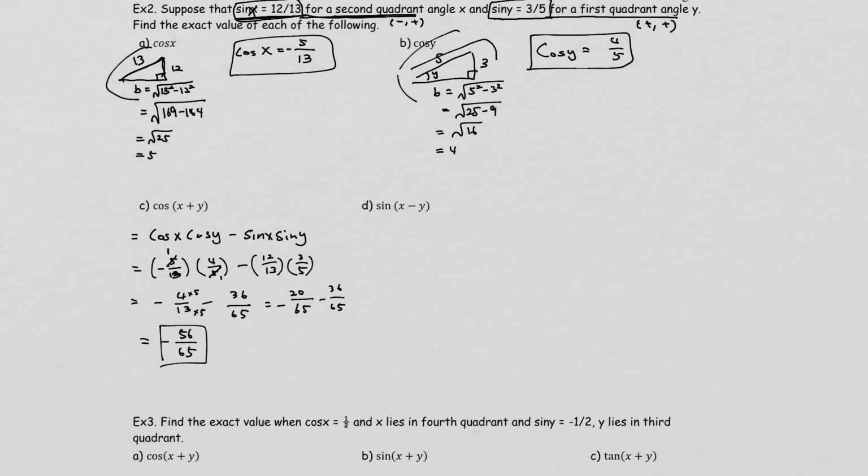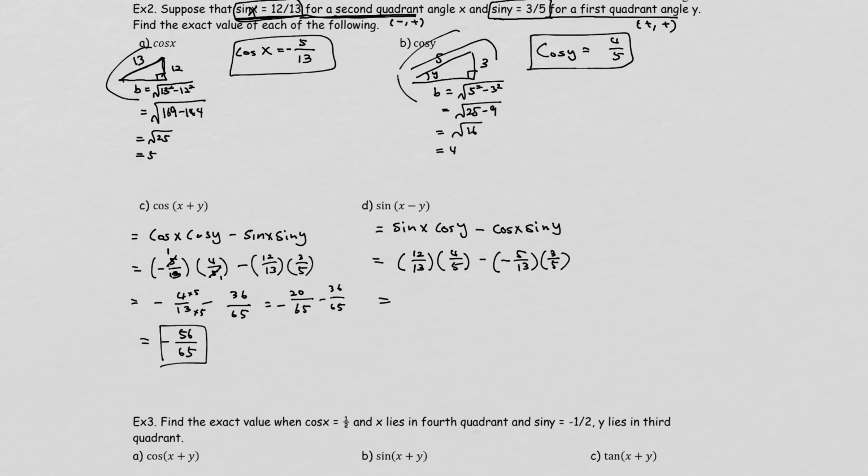What about sine? Sine, you're going to use the formula. So this is going to be sine x times cosine y minus cosine x times sine y. And we know that sine x is 12 over 13. Cosine y, 4 over 5. Cosine x, negative 5 over 13. Sine y, 3 over 5.